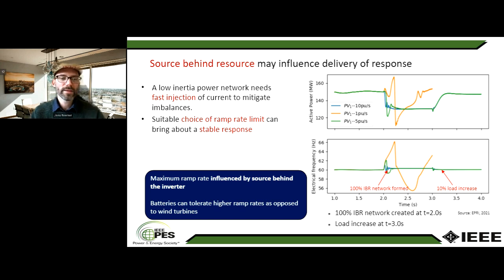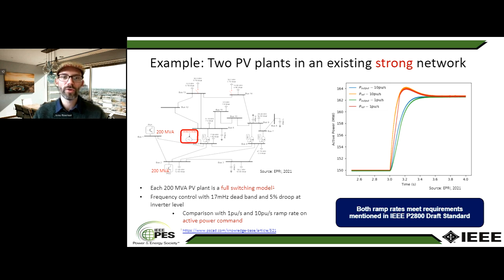Now, when you then operate this system, in some cases even as a 100% inverter-based system, which is created here at 2 seconds, then depending on the ramp rate capability of the source behind the resource, the system either remains stable, as shown in the traces green and blue for ramp rate capabilities of 5 or 10 per unit per second, or it might lose stability, as shown in the 1 per unit trace, which is indicated in orange. So what you can see from this is that fast injection of current in a low inertial system becomes very important, even though in a strong network, the response almost looks very similar to each other.